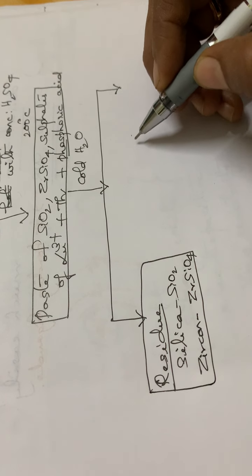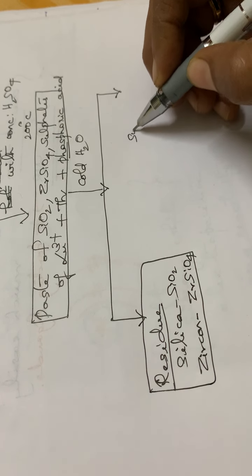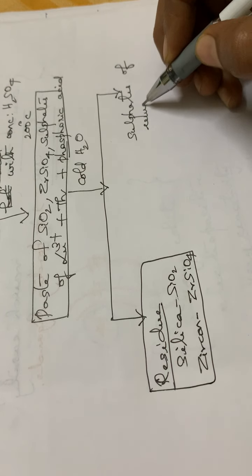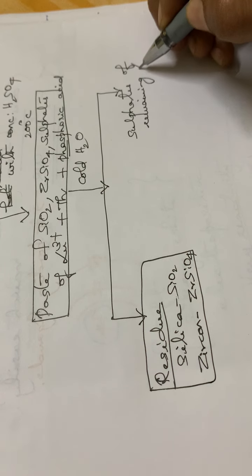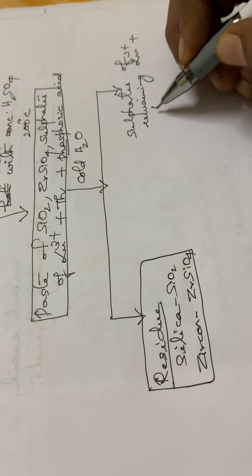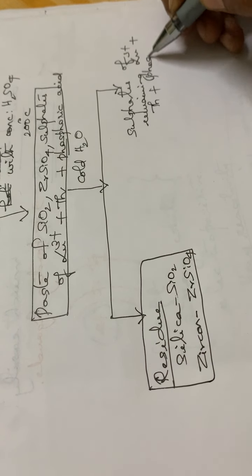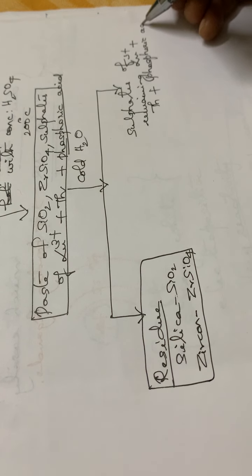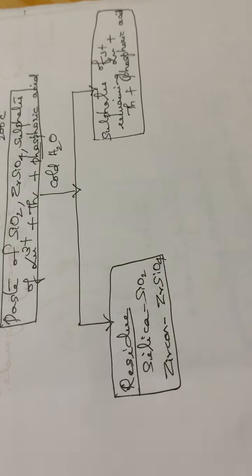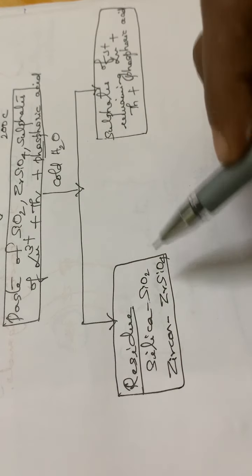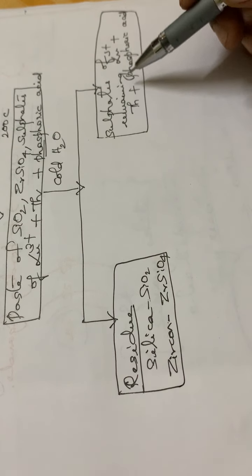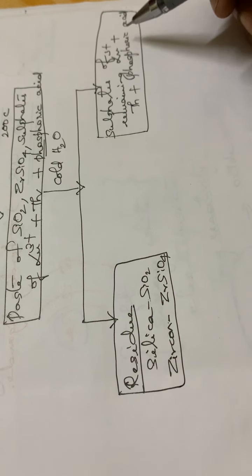Then the next part: in the solution, we will be having the sulfates of remaining lanthanides plus thorium plus phosphoric acid. This remains in the solution. So from the solution, we have to isolate the other lanthanides also. While treating with cold water, we will be having a residue and a solution. The residue will be having silica as well as zircon, and in the solution we will be having sulfates of lanthanides, then thorium and phosphoric acid.